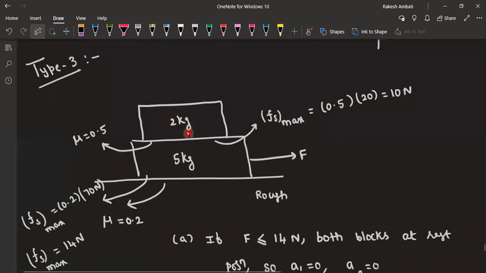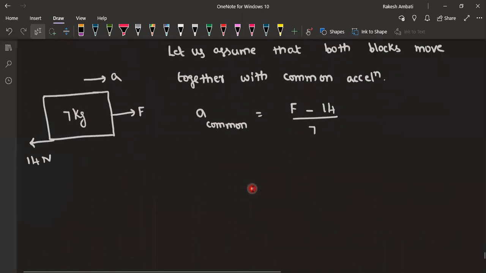They're moving together with the common acceleration, which means some friction is helping them to move together. Which friction is helping them move together? The 10 Newton one, between the 2 kg and 5 kg blocks? Yes, correct.